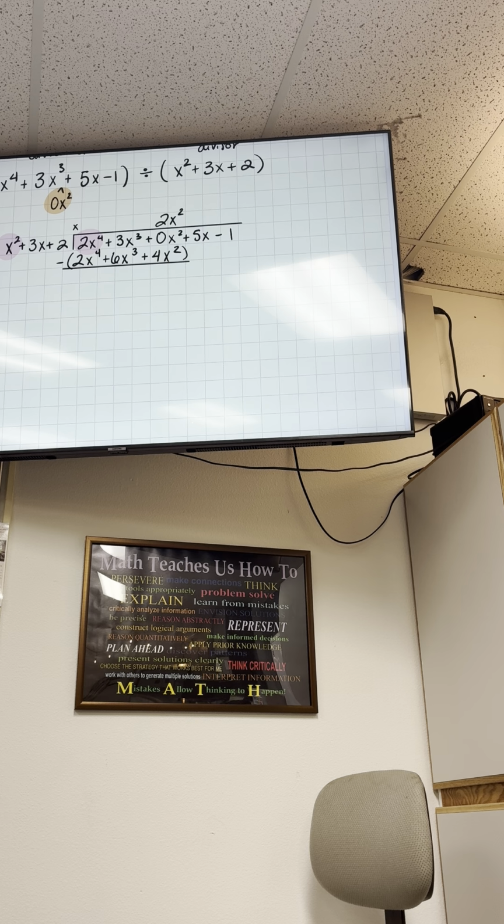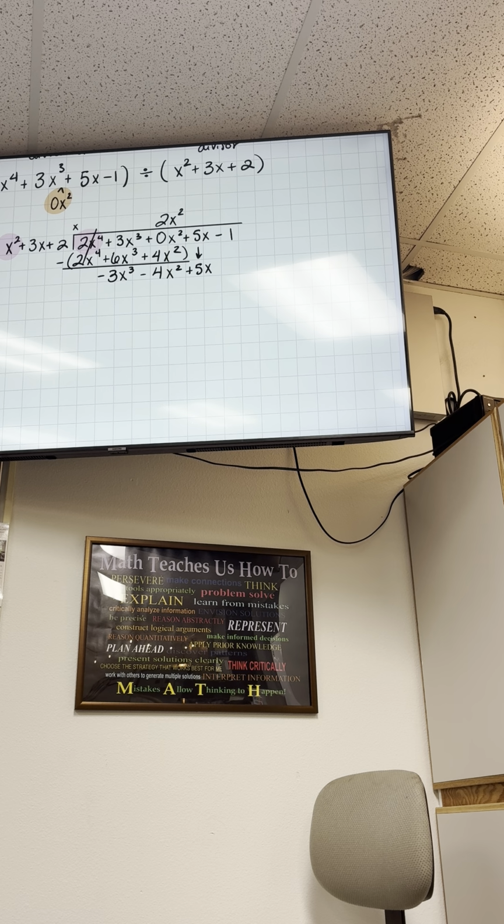But here was the whole purpose in asking ourselves, x squared times what is 2x to the 4th? These are now going to cancel out because they're the exact same. So 2x to the 4th minus 2x to the 4th cancels. And then 3x cubed minus 6x cubed is a negative 3x cubed. 0x squared minus 4x squared is a negative 4x squared. And then we carry down the plus 5x.